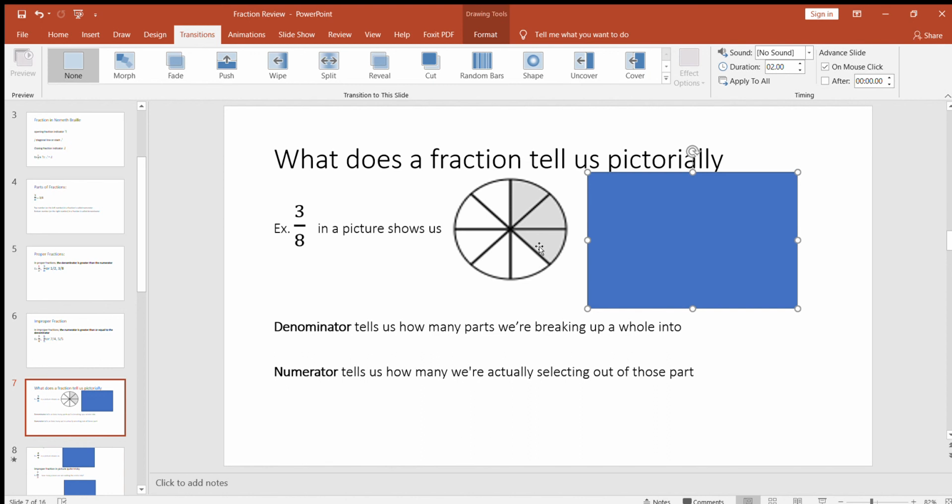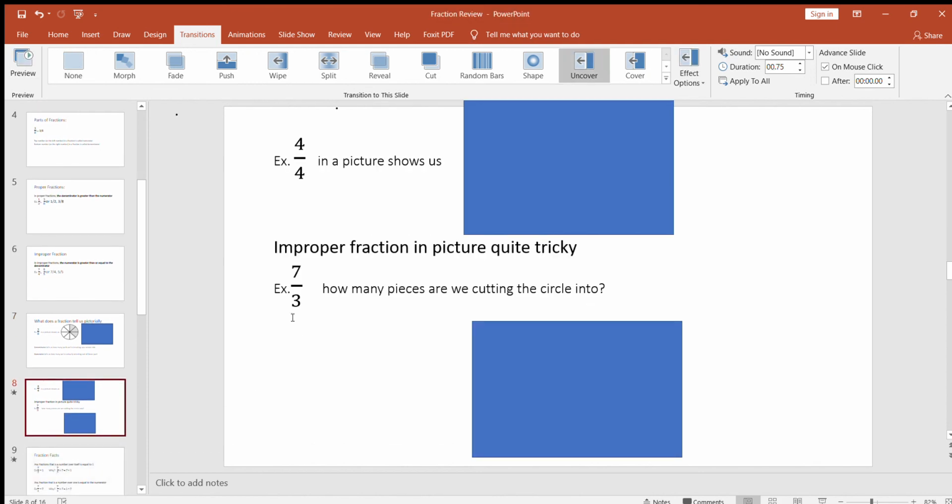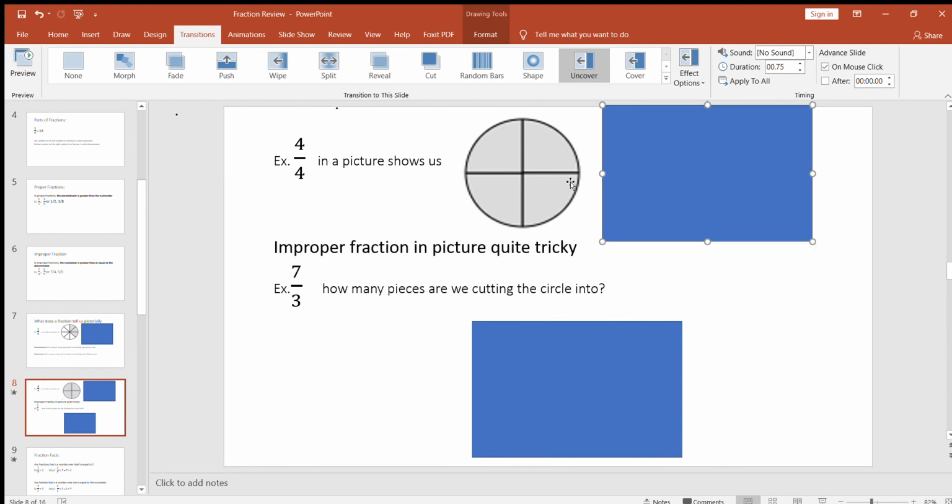Okay, now let's talk about other fractions. So what does 4 out of 4 tell us in the picture? Again, the denominator 4 tells us that we're going to cut an object into 4 pieces. So again, let's talk about a pizza. A pizza is now cut into 4 slices. And then the numerator 4 tells us that out of those 4 slices, we're getting 4 slices. So in actuality, we're getting the whole thing.